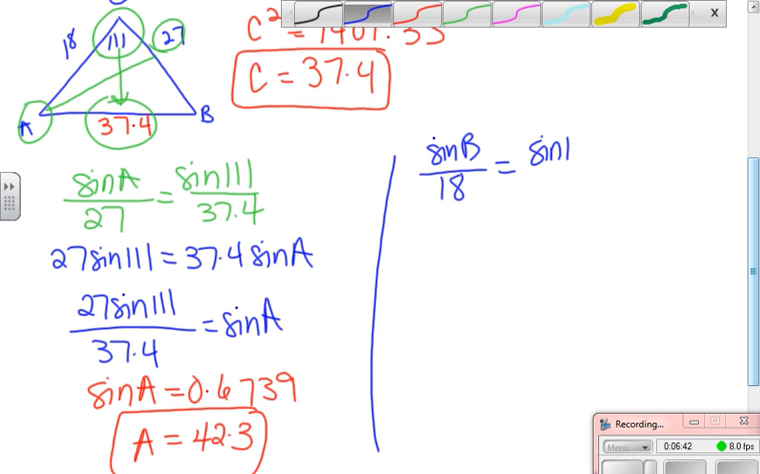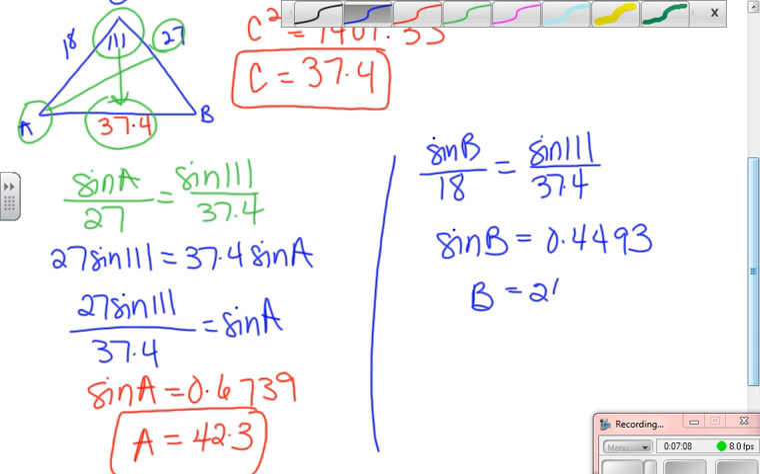because I have that nice simple way to check if my answers are close, because 42.3 and 111 and whatever B ends up being better be close to 180. So when I cross multiply and divide here, I end up with the sine of B being about 0.4493, and when I take the inverse, B is about 26.7, and indeed when I add those together, I'm at 180, so I know I did it right.